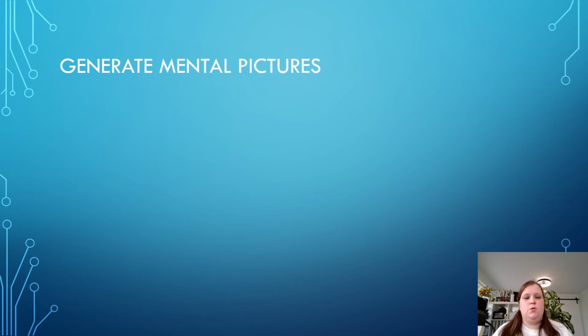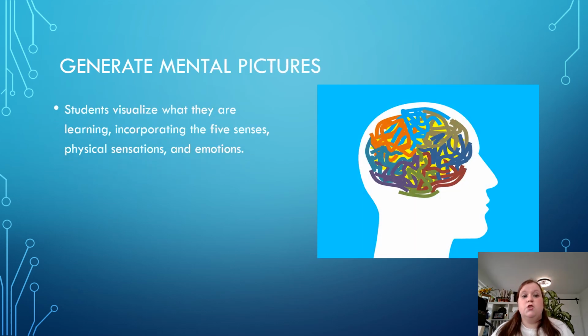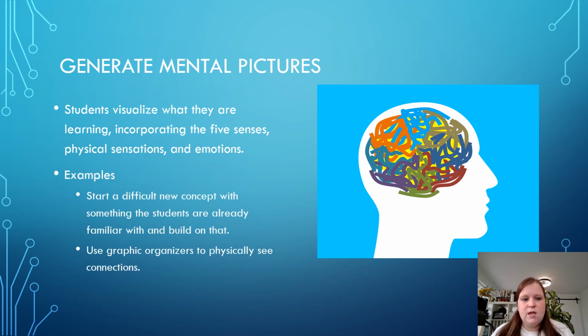Next is to generate mental pictures that will allow them to remember things. Students visualize what they are learning, incorporating the 5 senses, physical sensations, and emotions. Examples would be to start a difficult new concept with something the students are already familiar with and build on that. So I know with my math curriculum, every chapter starts with a fun video about the curriculum's mascot, and it tells what he's gotten into this time, and they can see.